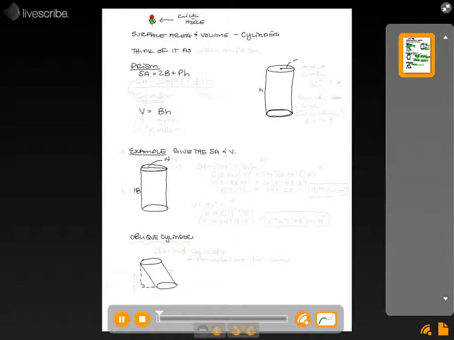Okay, these are your notes for surface area and volume of cylinders. Now, cylinders, we've learned these formulas already. I'm going to show you how we've learned them. We're going to tweak them a little bit.